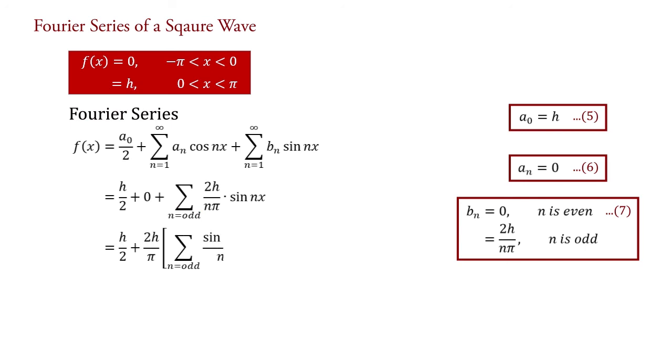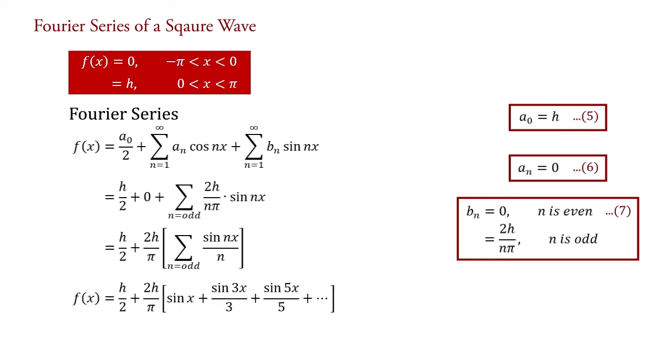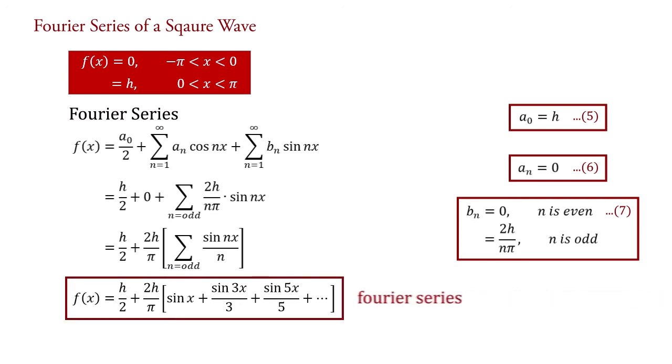Therefore, it is equal to h upon 2 plus 2h upon pi into bracket summation n equal to odd into sin nx upon n. Putting n equal to 1, 3, 5, and so on, we have f of x equal to h by 2 plus 2h upon pi into bracket sin x plus sin 3x upon 3 plus sin 5x upon 5 plus so on. This is the series for a given square wave.